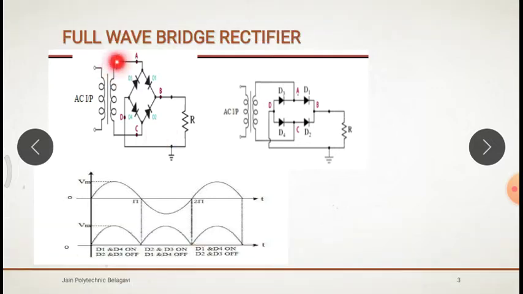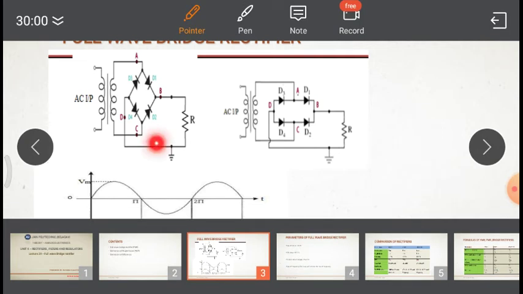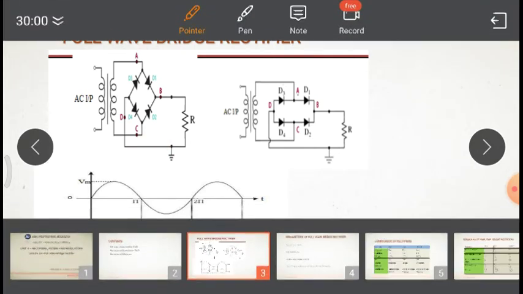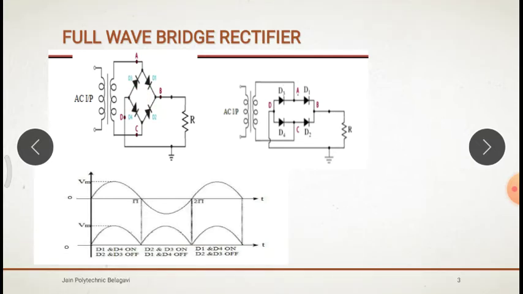At that time, current will flow from D1 to the load resistor R, on the load side, and next to D4, and complete the path. So D1 and D4 are on, and D3 and D2 are off here. Okay. Next, during the positive half cycle, D1 and D4 conduct, so you will get this waveform.